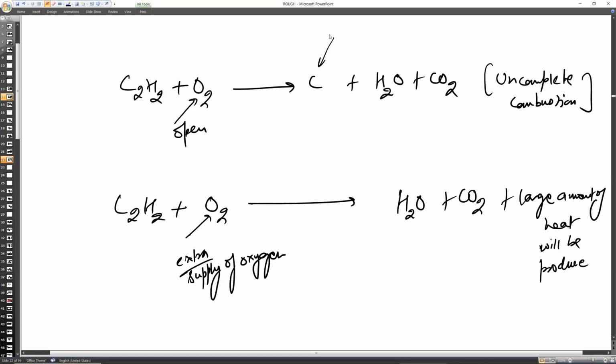Questions. Question number 62. Now the chemical properties come. So here is question number 62. How will you do this one?